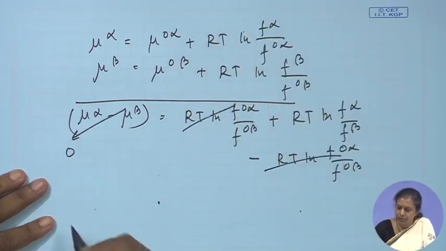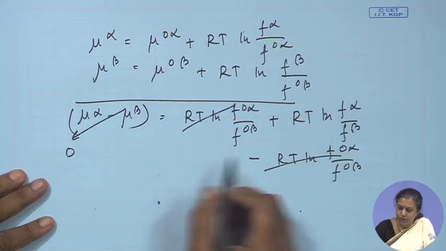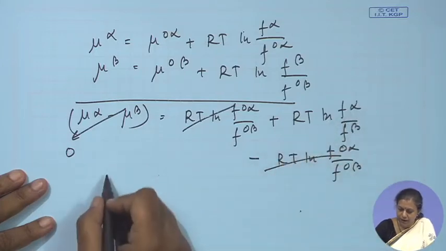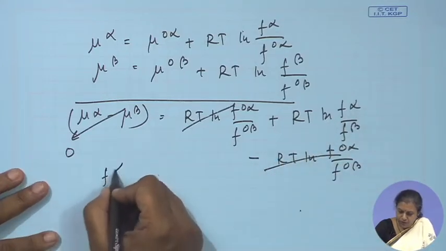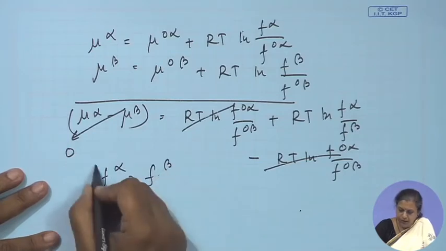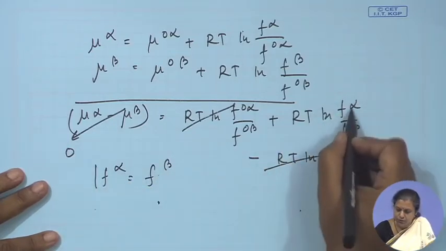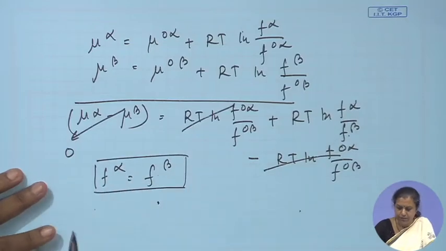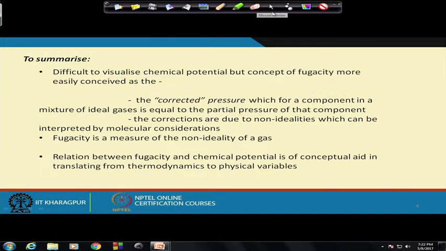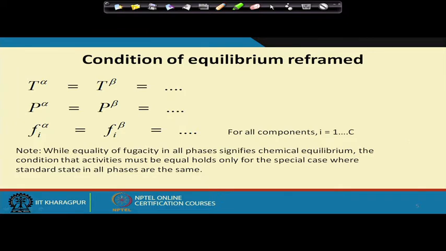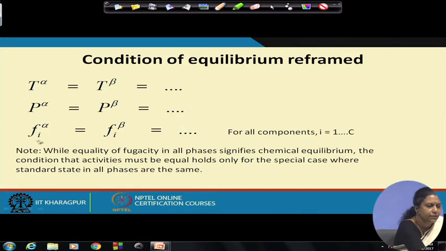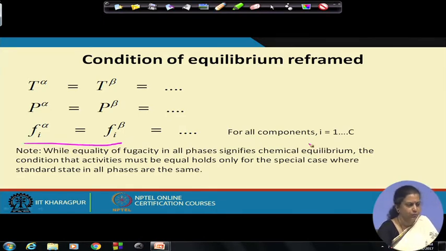So, therefore, in this particular condition also, what do we get? We find that RT ln f alpha by f beta equals to... So, from this condition also we find that since this part is equal to 0, this should be equal to this, and we get this condition. So, what do we deduce from here? We find that irrespective of the standard states, the condition of equilibrium reframed is this for all components i equals 1 to c, whatever components we have.